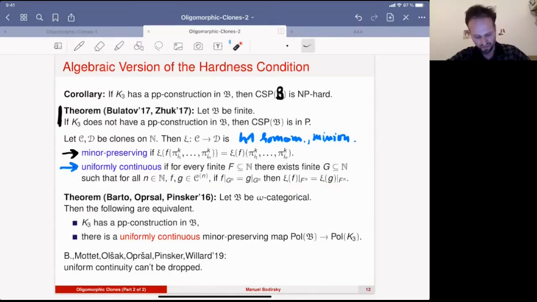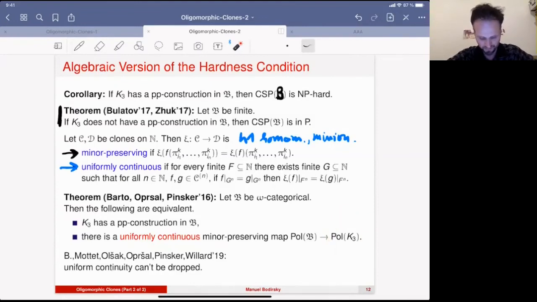And now, in the Wonderland paper, there is a proof that K3 has a PP construction in a structure which is finite, or, it is already in the Wonderland paper, omega categorical, if and only if there's a uniformly continuous minor-preserving map from the polymorphisms of our structure to the polymorphisms of K3. Well, the polymorphisms of K3, we know they are essentially unary, they are essentially permutations. So that's the trivial clone.